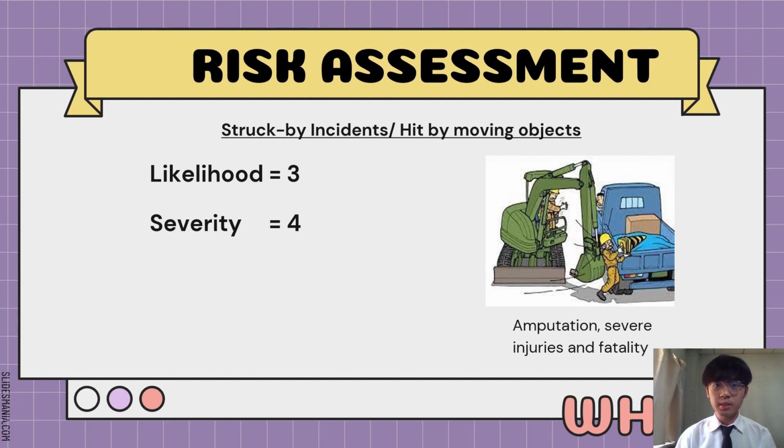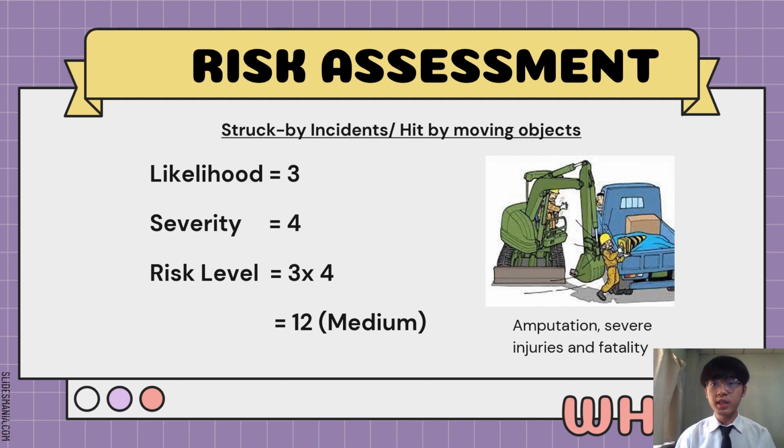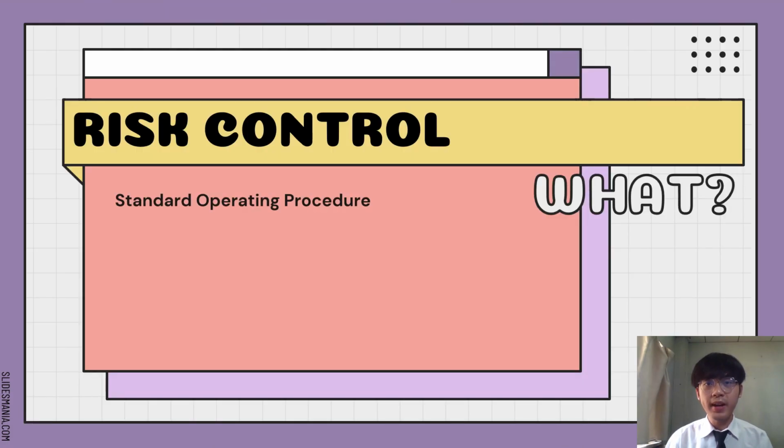For its risk assessment, the likelihood is 3 and the severity is 4. The risk level we obtain is 12, which can be considered as medium risk. To avoid struck-by incidents, standard operating procedure plays a vital role. The operators must be adequately trained and certified.